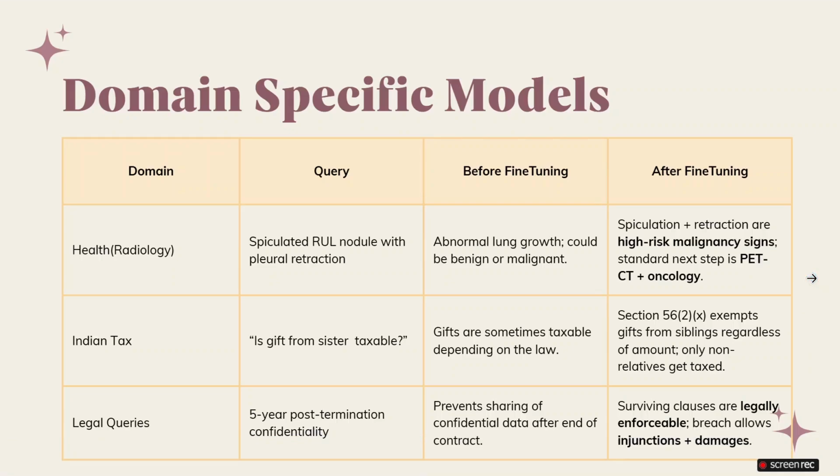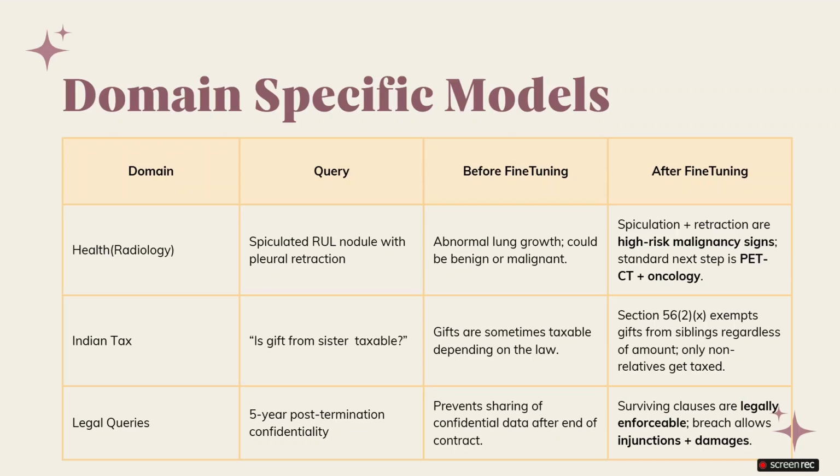So the next use case is to build domain specific models. Fine tuning can be used to customize an existing LLM with generic knowledge to a specific domain, like in healthcare. Let us consider the example of radiology. Let's say the user gave a query about their radiology report. Before the fine tuning, a generic model will say something like abnormal lung growth. It could be benign or malignant. But after fine tuning, you can see that it gives more details and also the next step.